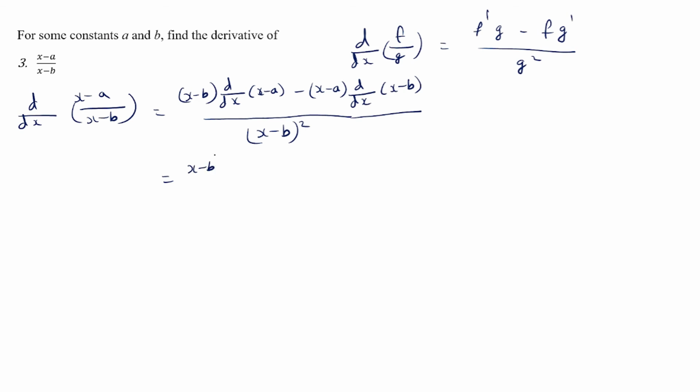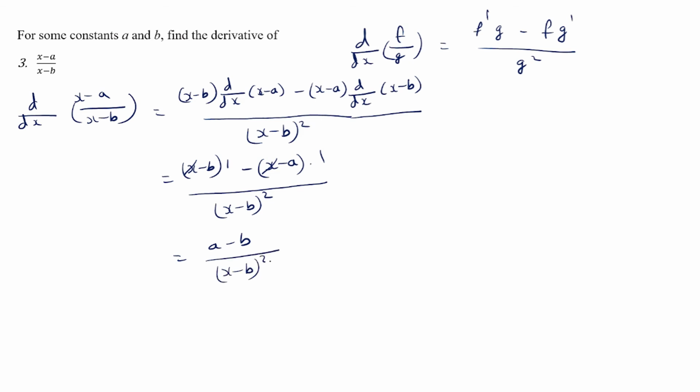So this is equal to x minus b into, we just now saw derivative of x minus a is 1. Derivative of x is 1 and derivative of a is 0. So 1 minus 0, 1. Minus x minus a into derivative of x minus b is also 1 upon x minus b the whole square. Now this plus x and minus x will go. So this is equal to a minus b upon x minus b the whole square.